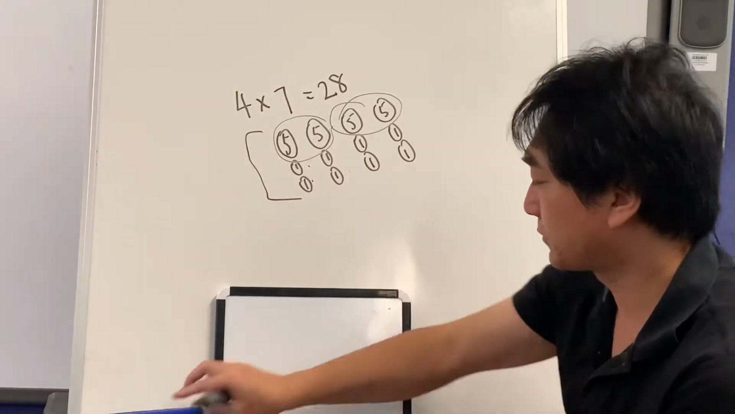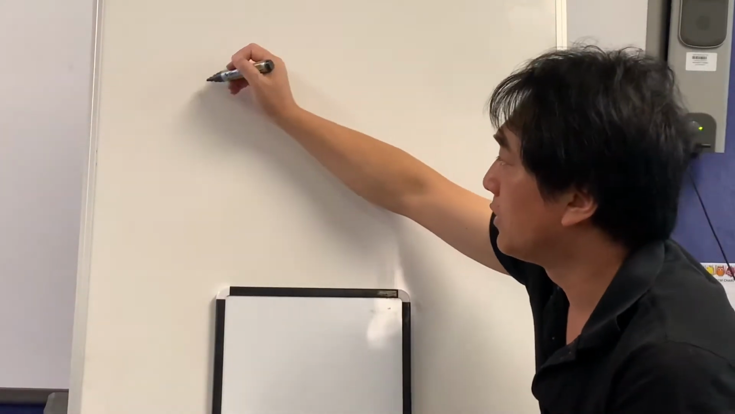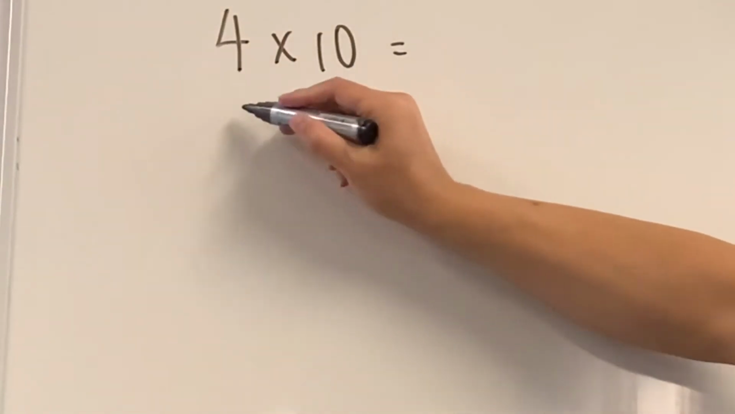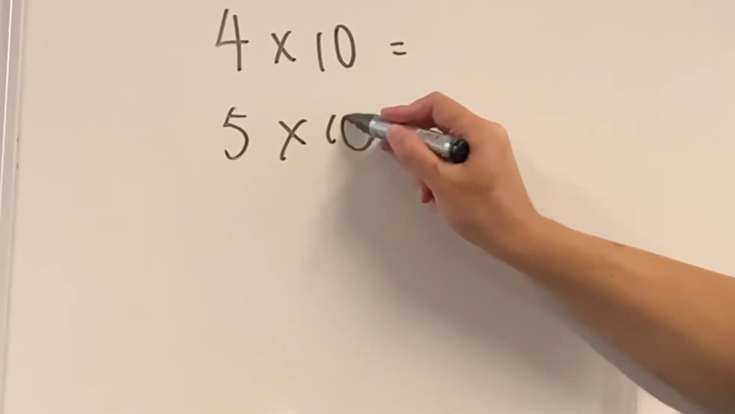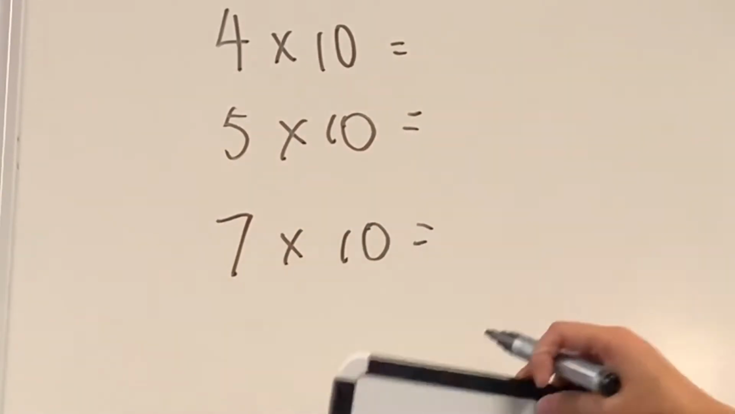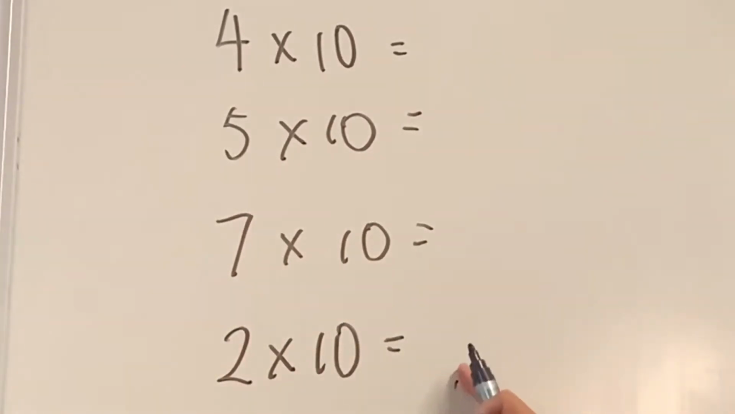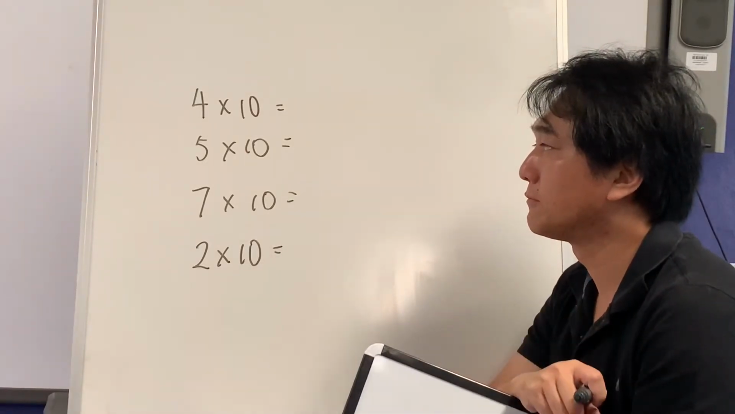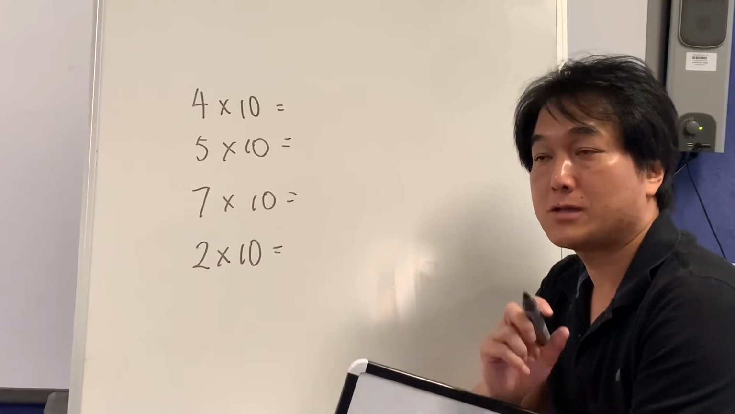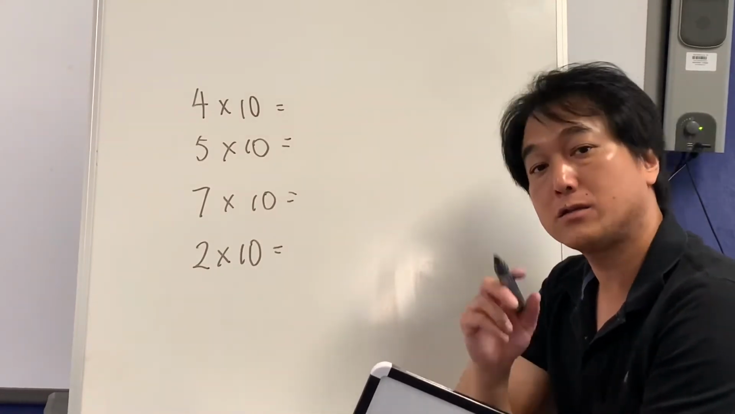So I'm going to give you 4 questions right here. First one is 4 tens. Next one is 5 tens, 7 tens, and 2 tens. I'm going to give you maybe 1 minute. You can say the answers, write down the answers, or just think about the answers. Let's pause the video.